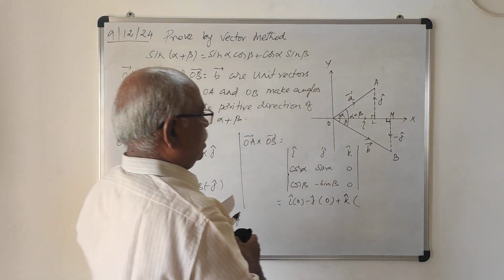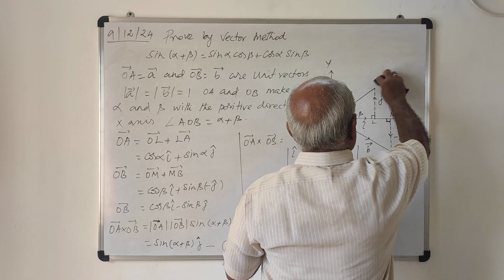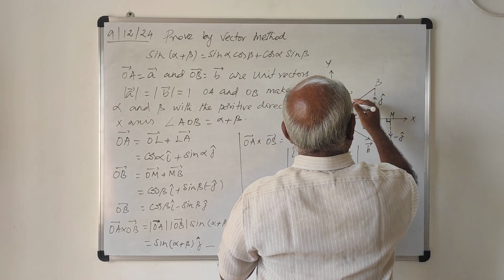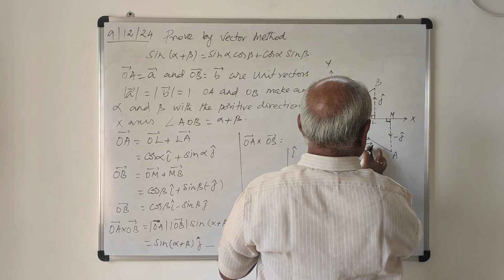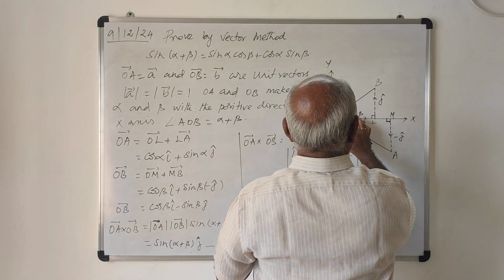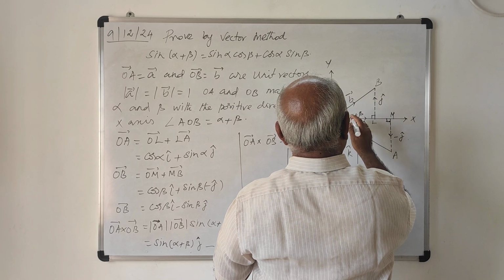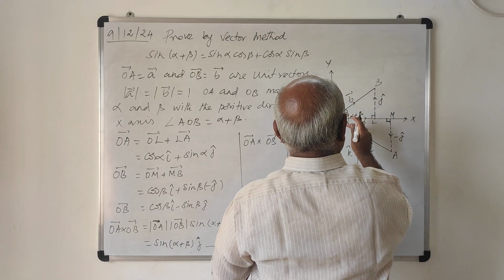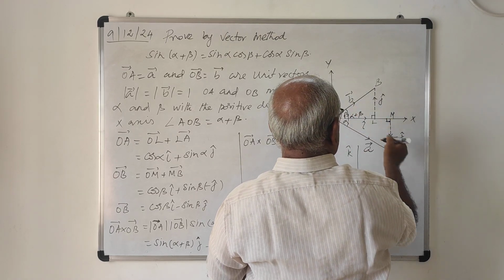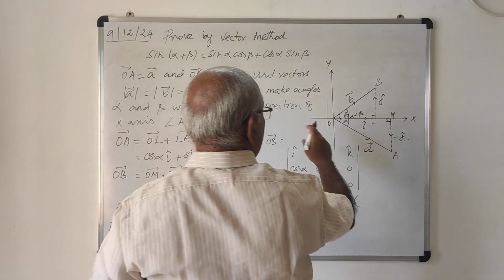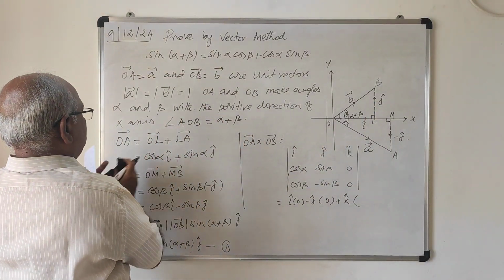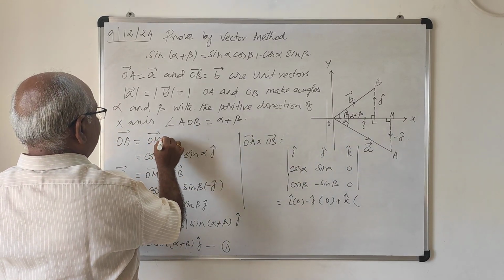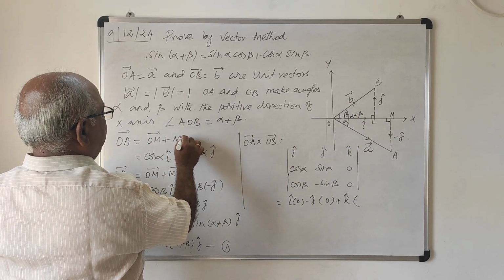A small correction. This is A and this is B. Sorry. This is OB, B vector, and this is OA, A vector. So this angle is alpha. Right, correction, sorry, this is beta. Therefore you get alpha plus beta. OA is OM plus MA.